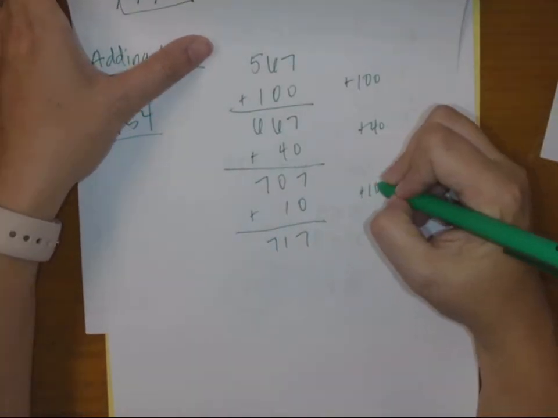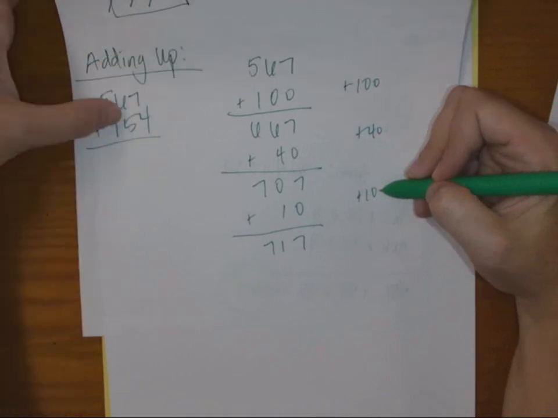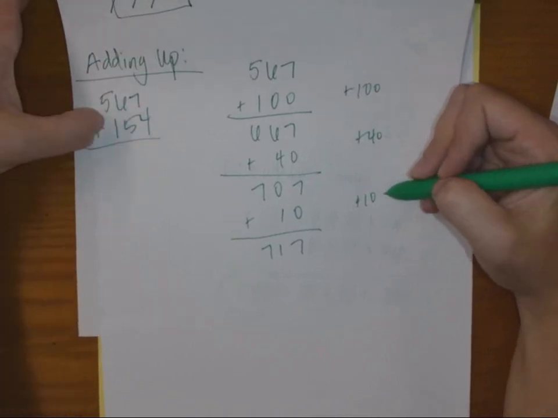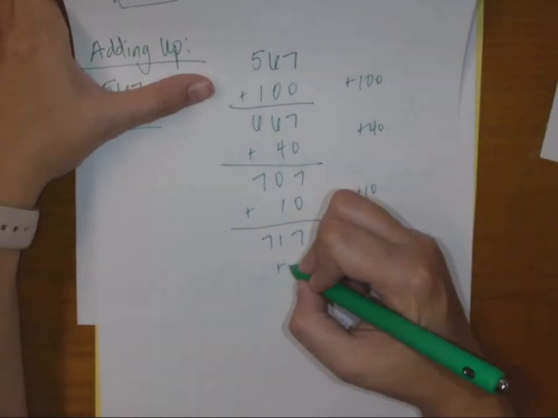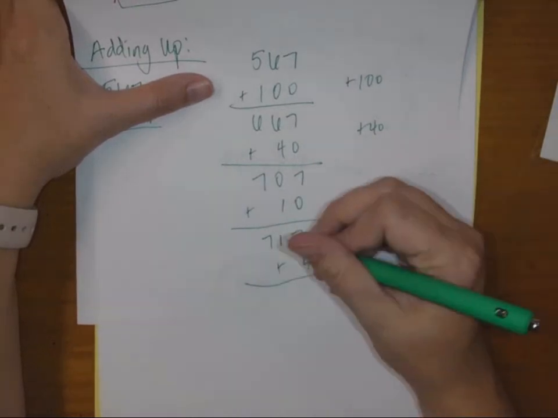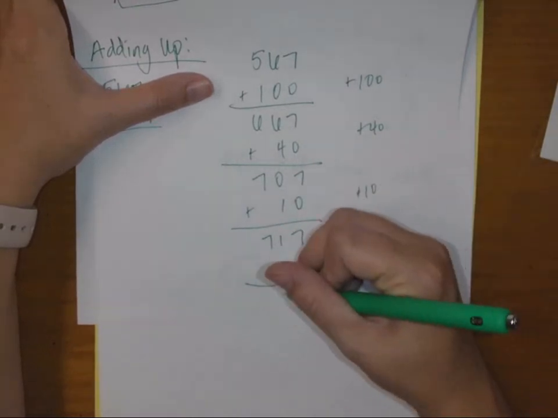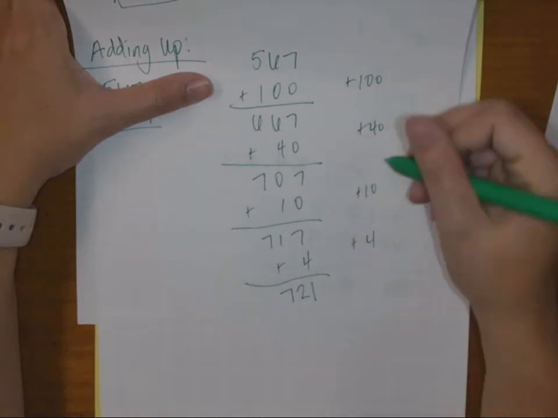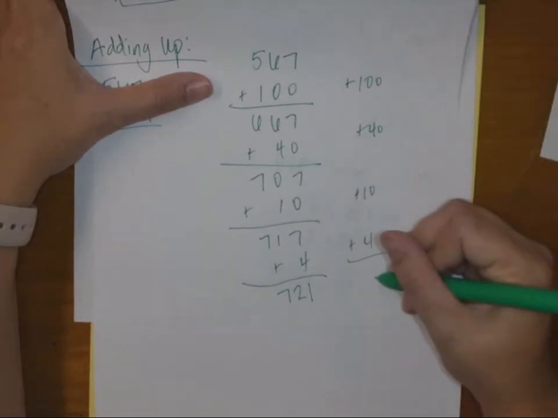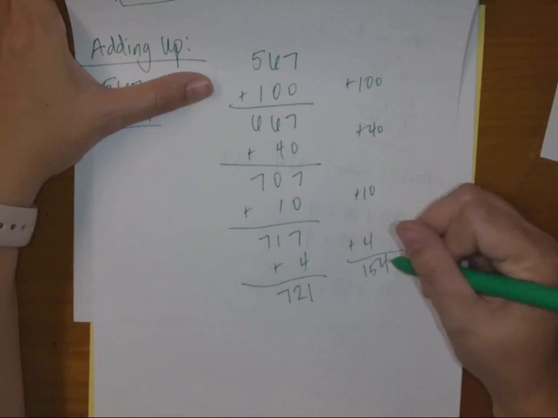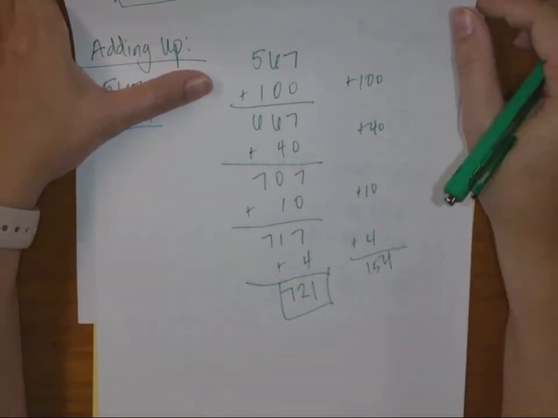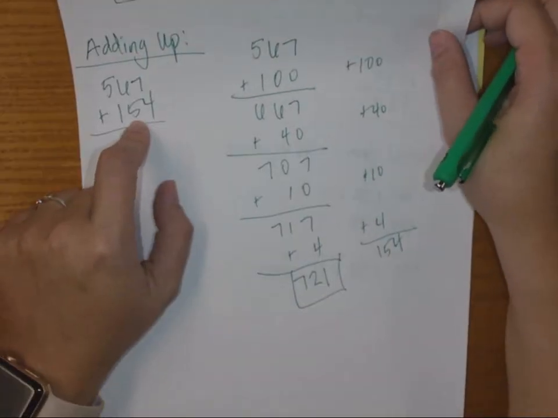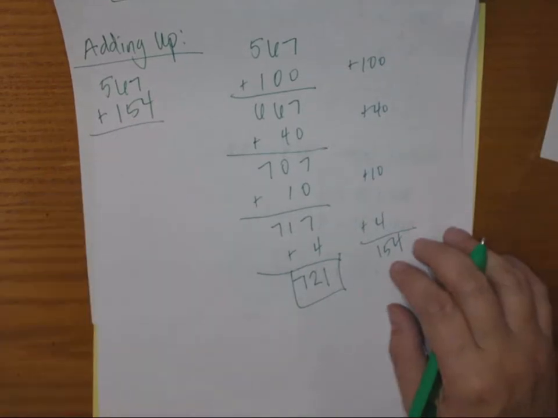So now I've added 10. So that's 100, 40, 10. So that's 150. I need to add 154. So now I'm going to add that last 4 in there. And 17 plus 4 is 21. So 721. And you got to check and make sure, did I add all of the 154? Yes, I did. So 721 is my answer. So it's basically adding pieces of 154 that's easy to do in your head.